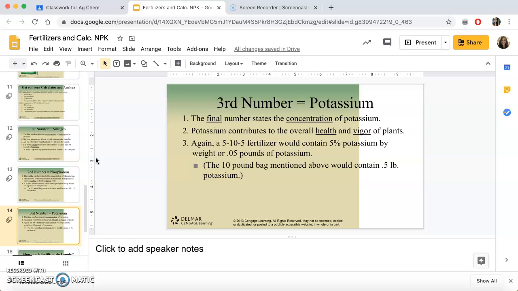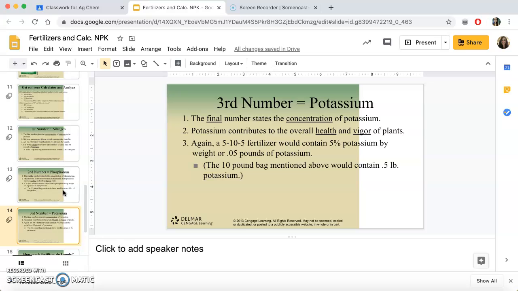And finally, that third number is our concentration of potassium. That's going to contribute to health and vigor, such as making plants bigger and producing more leafy growth. That would contain 5%, or 0.05 pounds per pound, and a 10-pound bag would contain half a pound of potassium.